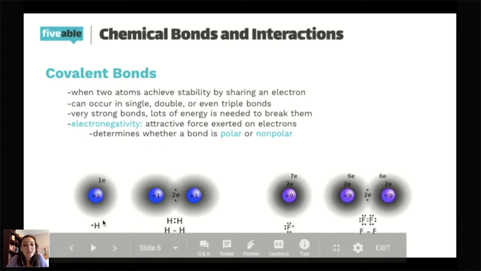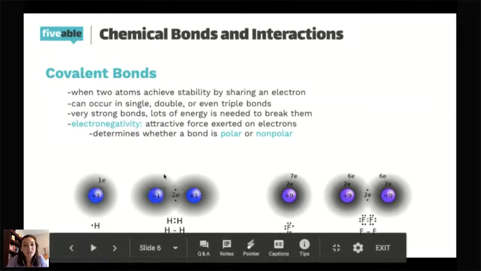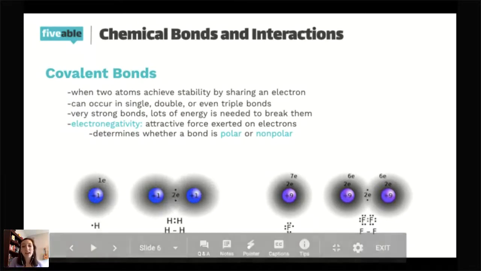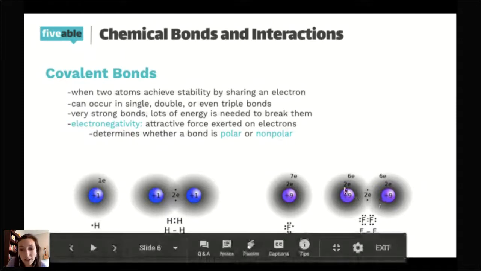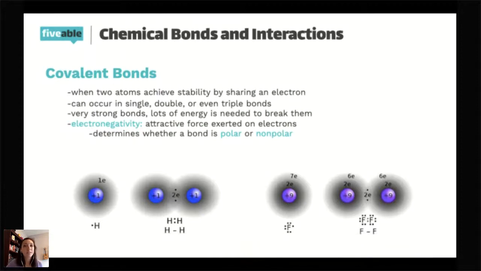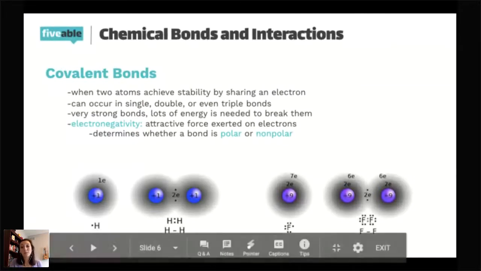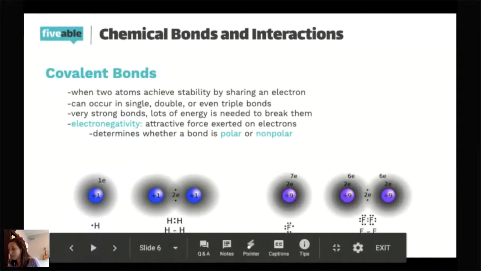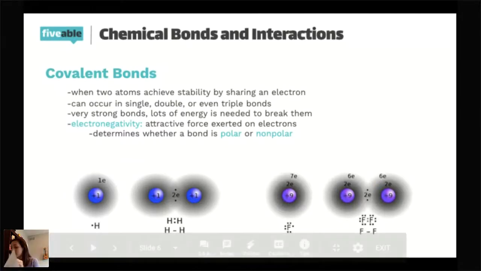So you have your hydrogen, and then you have your hydrogen that are sharing 2 electrons. So it becomes H2, and that's really stable. They like it that way. And then here you have your fluorine, and this is still just a single bond. A double bond would be when they're sharing 2 electrons between the 2 of them, that would be when they're sharing 4 total. And 6 would be a triple bond.